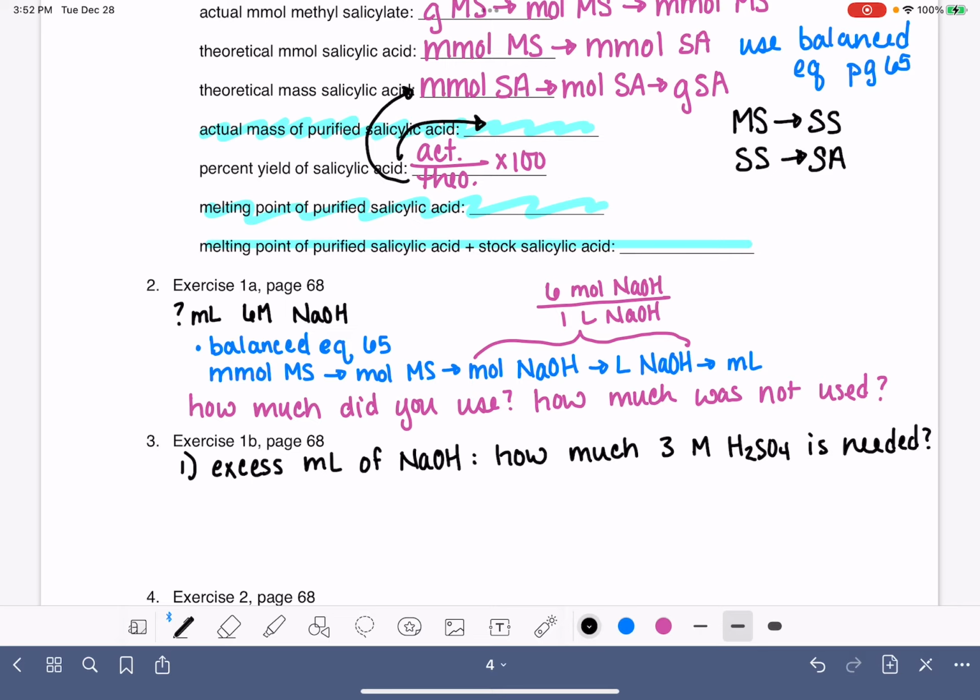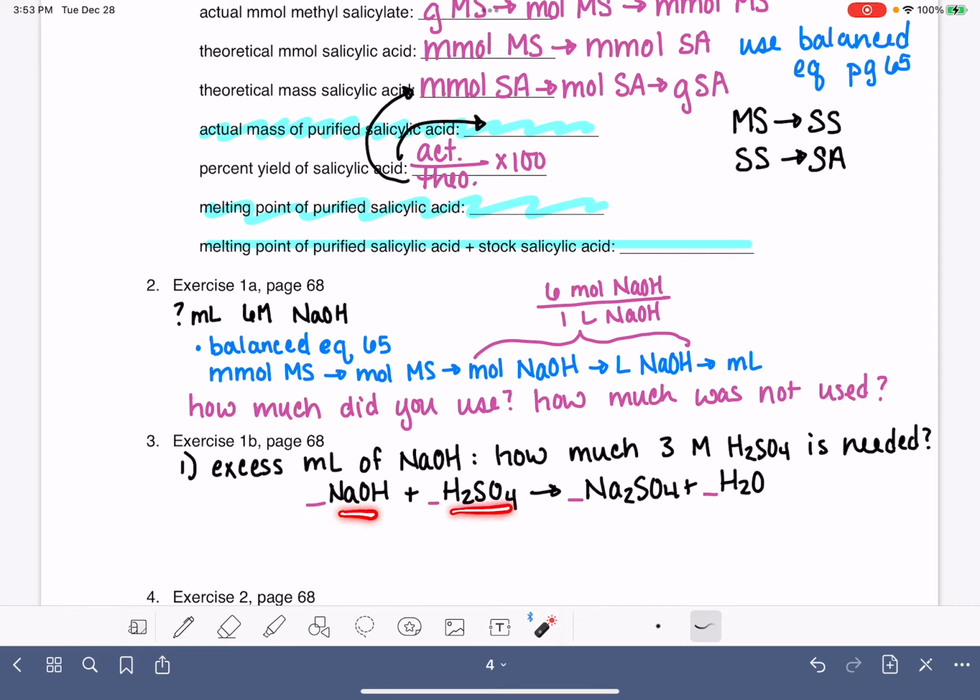Now keep in mind that these are not reacting in a 1-to-1 ratio. So if you have NaOH and you're reacting it with H2SO4, they are going to make Na2SO4 and H2O, and you need to balance this equation because you're going to need to figure out the relationship between NaOH and H2SO4.